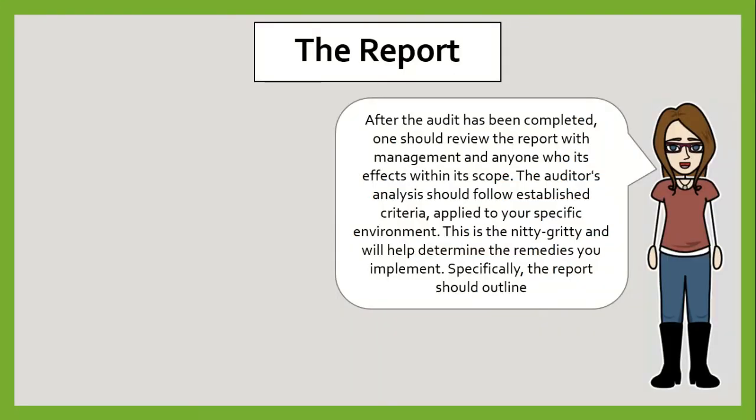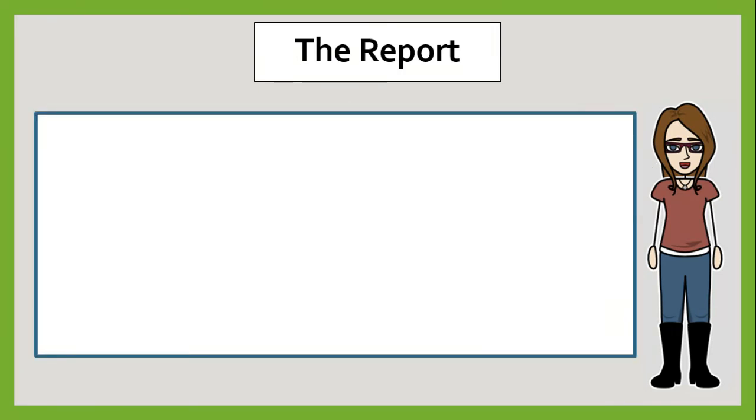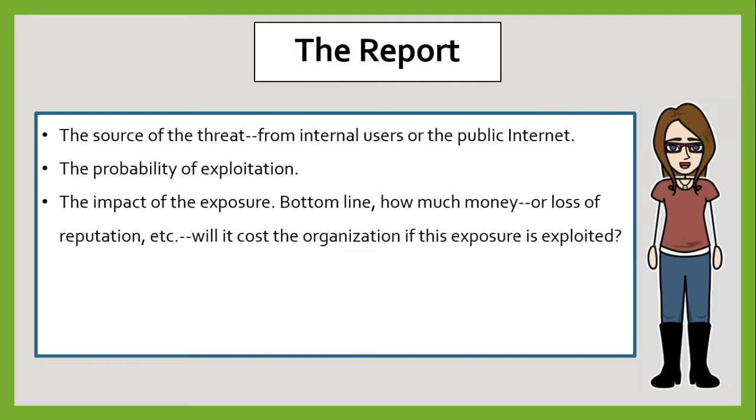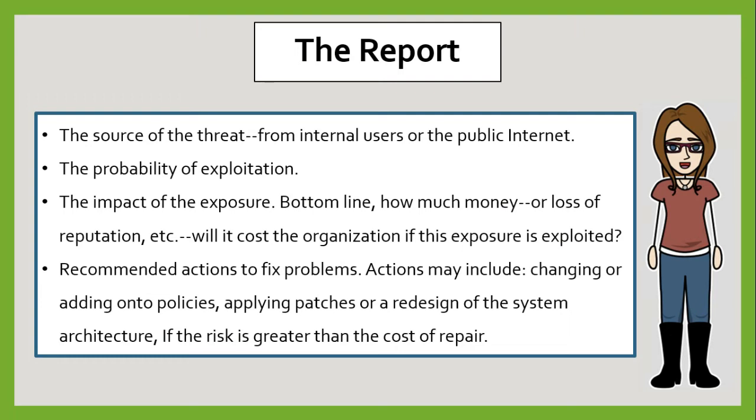After the audit has been completed, one should review the report with management and anyone who is affected within the scope. The auditor's analysis should follow established criteria and apply to your specific environment. This is the nitty-gritty and will help determine the remedies you implement. Specifically, the report should outline the source of the threat from internal users or the public internet, the probability of exploitation, the impact of the exposure, bottom line, how much money or loss of reputation, etc. will it cost the organization if the exposure is exploited, and recommended actions to fix problems.